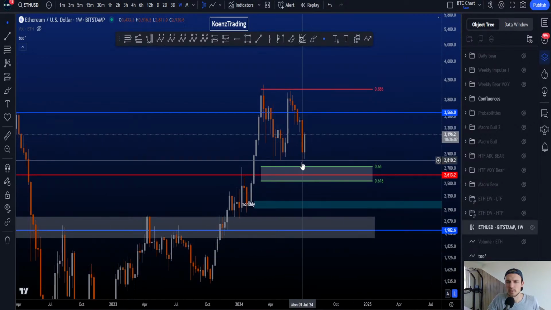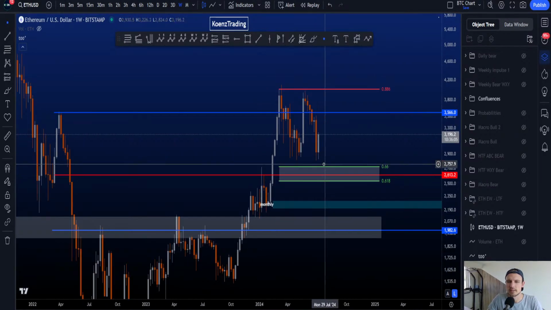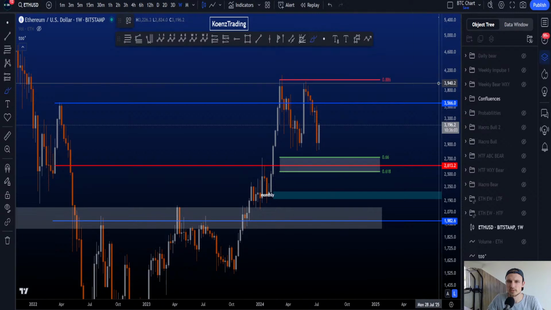To the downside, we have some interesting support here, right? It is the golden pocket, which is the same pool, by the way.